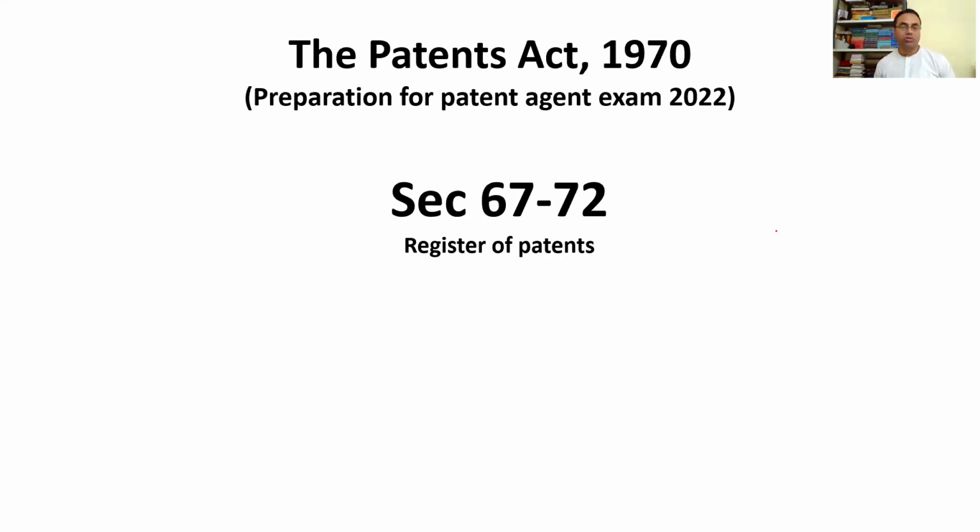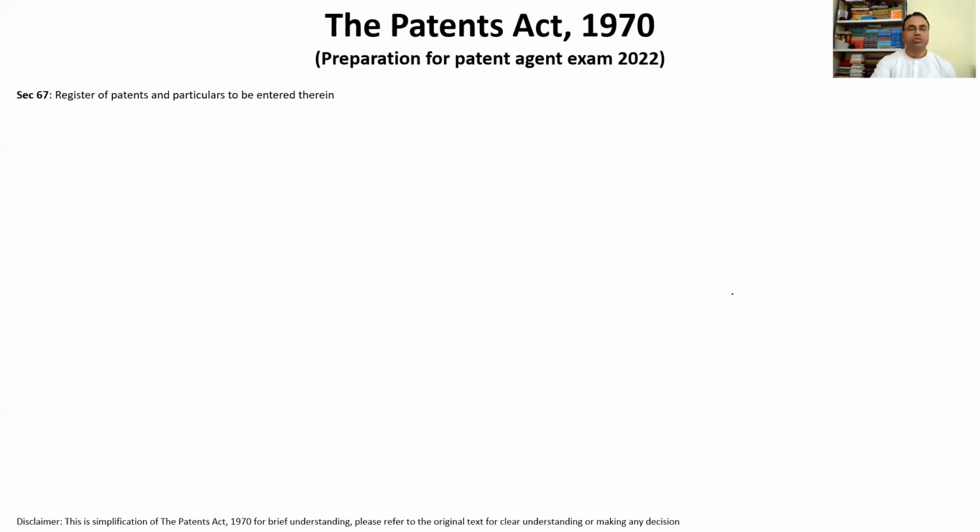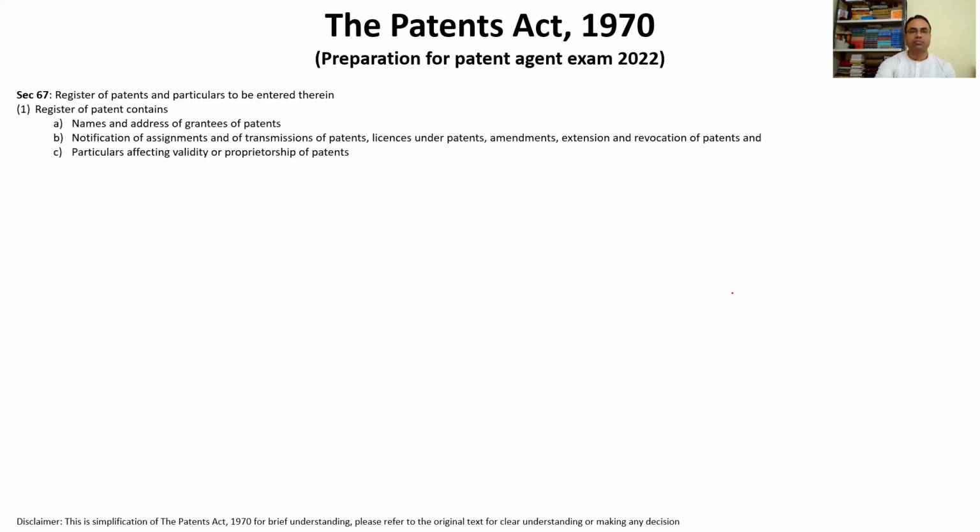So welcome back. We are going to discuss the register of patents. Not much on this, 67 to 72. Not many complications are there. These are very straightforward and we can do it very easily. So 67 says register of patents and particulars to be entered therein.